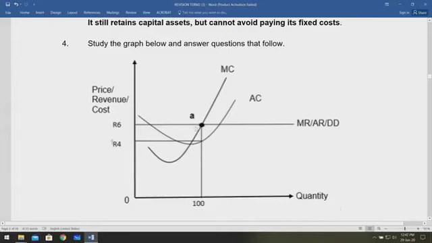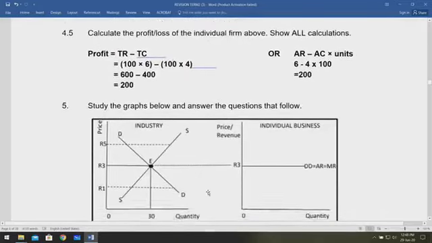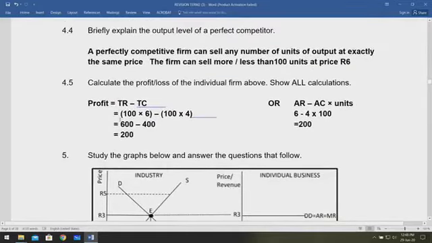Alternatively, 6 minus 4 is 2. 2 times 100 is also 200 Rand. So you see there, either TR minus TC or AR minus AC times the units. But the answers are exactly the same.